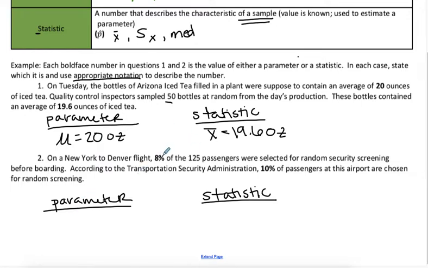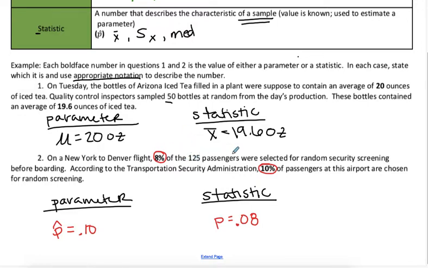So in this case, our parameter, we have 10% here. So we're going to have a P hat. I like that they call that P hat because it's really P with a hat on it. And then we have our statistic P. So our parameter, which is the one that is bigger, the big idea overall, that's what we're looking at as the Transportation Security Administration, the TSA, is telling us 10% of the passengers. So our parameter is 10%. This is what we're trying to get to. However, we had only 8% in our sample of 125 passengers that were selected.